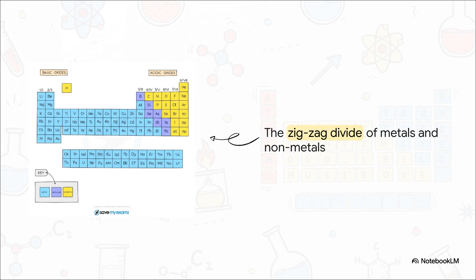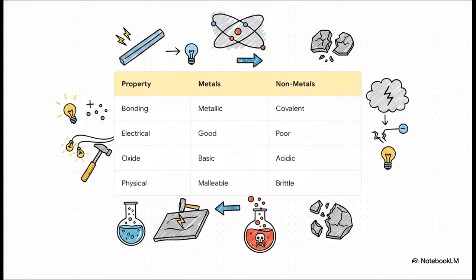But look at that step-like structure right there in the middle. Those are the metalloids, or semimetals. They sit right on the fence and actually display properties of both metals and nonmetals, which is pretty cool. So the crucial point is understanding how these two sides of the track differ in the real world.